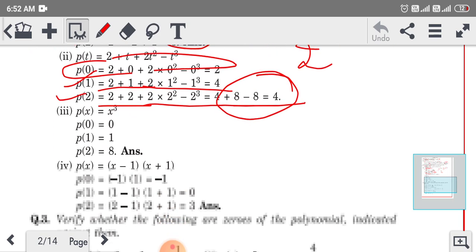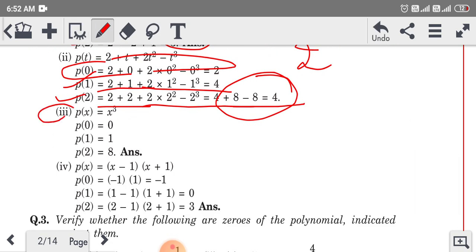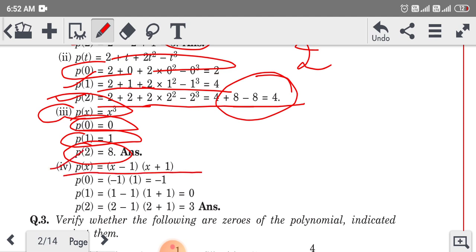And third, p(x) is equal to x cube: p(0) is equal to 0, p(1) is equal to 1 and p(2) is equal to 8. Answer, that is this. And fourth, p(x) is equal to (x minus 1)(x plus 1): p(0) is equal to minus 1 into 1, that's equal to minus 1, p(1) is equal to (1 minus 1)(1 plus 1) is equal to 0, and p(2) is (2 minus 1)(2 plus 1) is equal to 3. That is the answer.